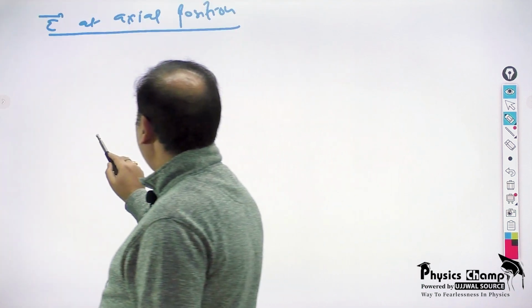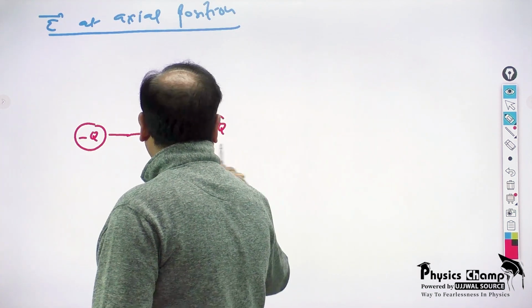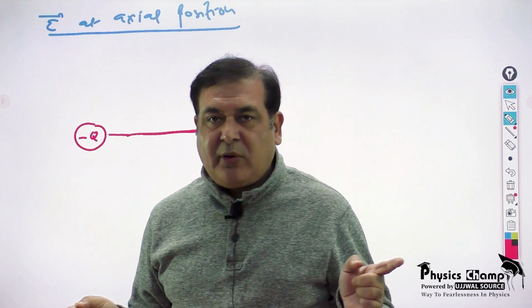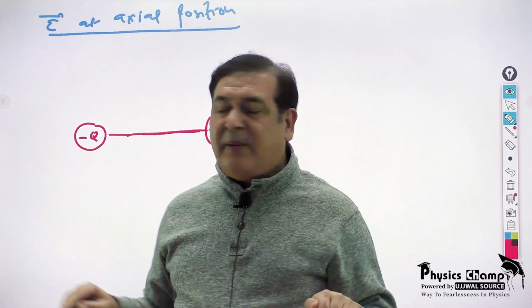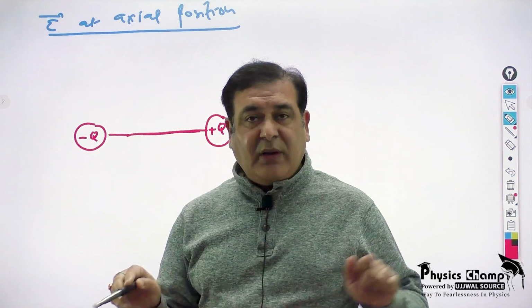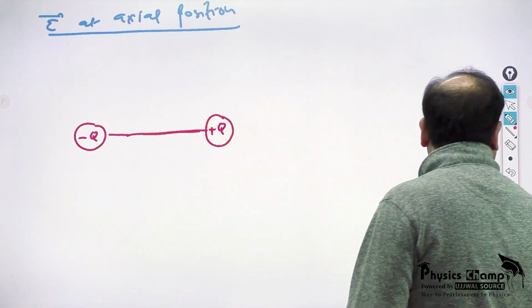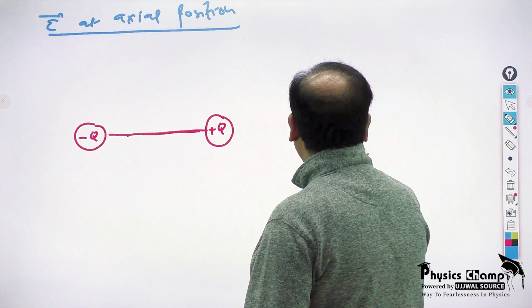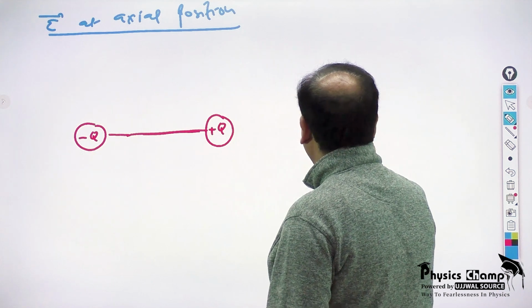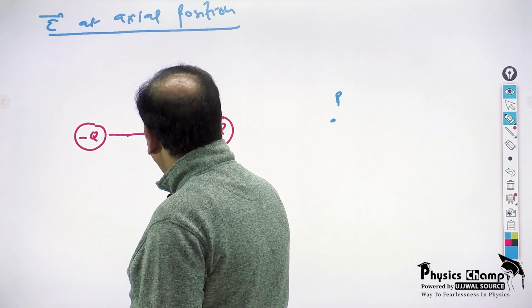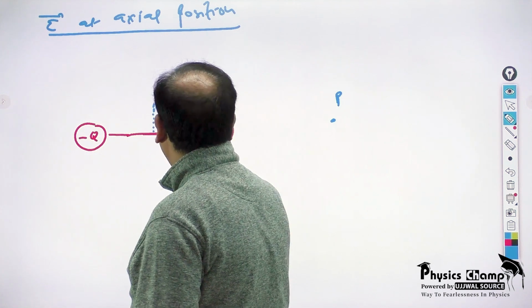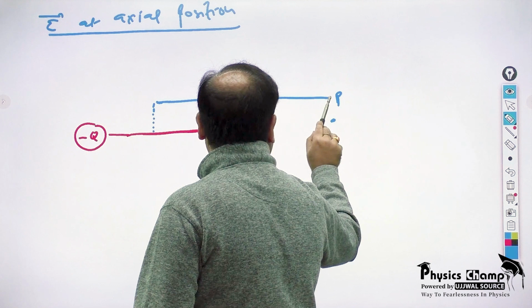Here you have a dipole, minus q and plus q, two charges. The gap between the two charges is of the order of a few angstrom, but just for clarity of expression, I am showing it a bit longer. And then you are looking for the electric field at a point P here, such that point P is at a distance r from the center of the dipole.